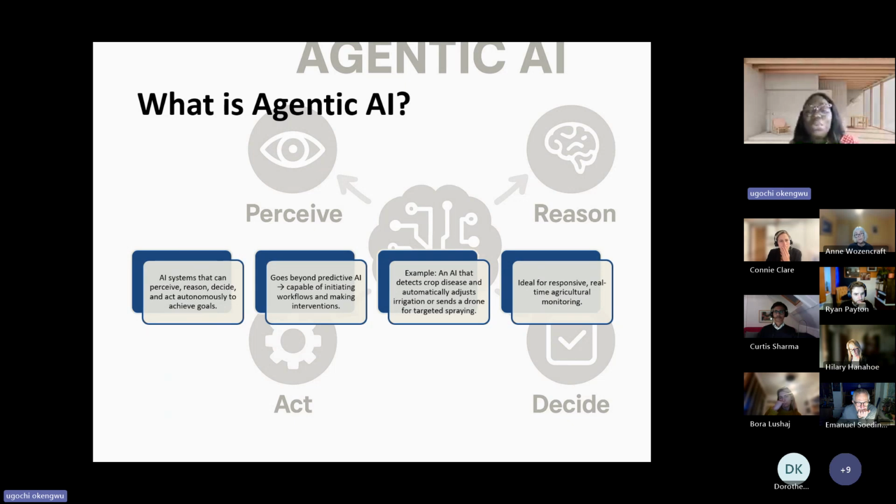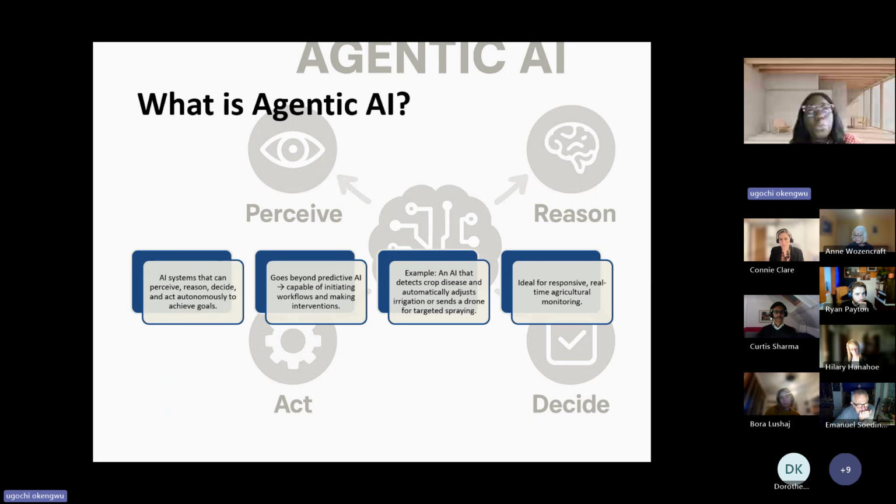For example, in the sector I'm discussing, an AI that detects crop disease and automatically adjusts irrigation or sends a drone for targeted spraying. In most cases for us in Africa, when you detect such a thing, you have to make arrangements to go in and do the spraying, to try to get your crops healthy again.